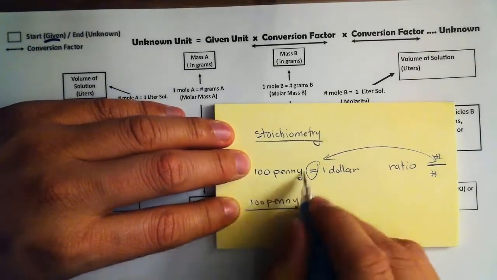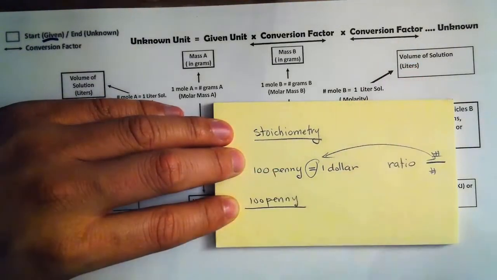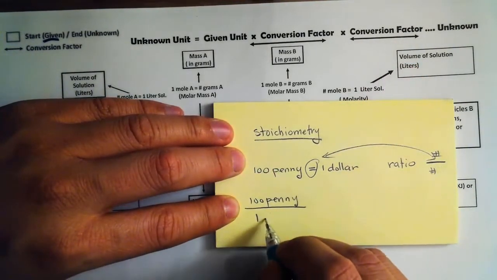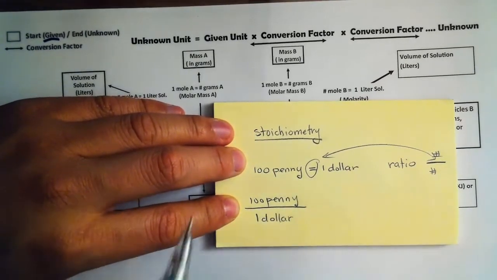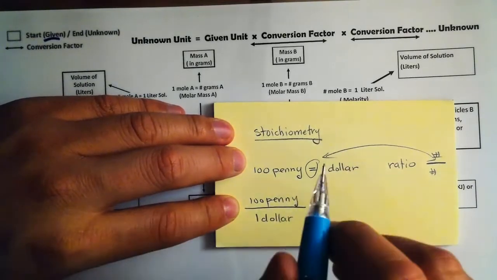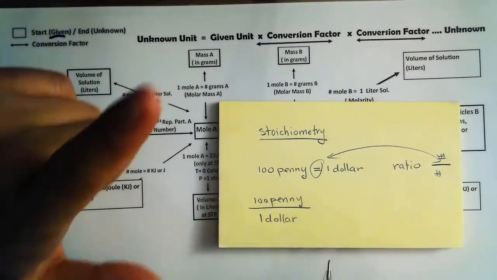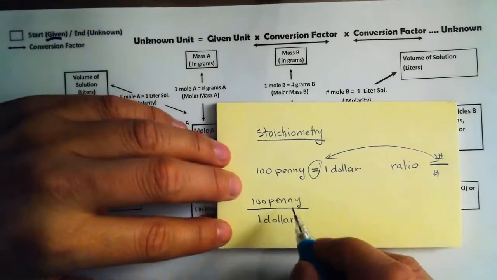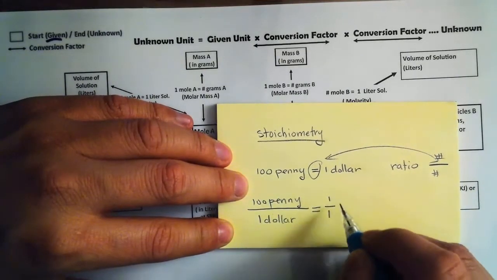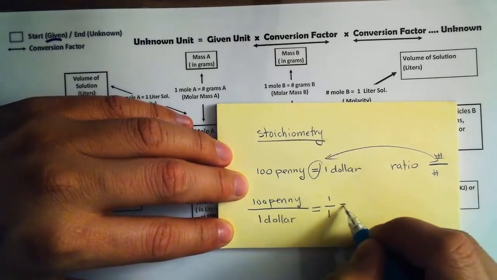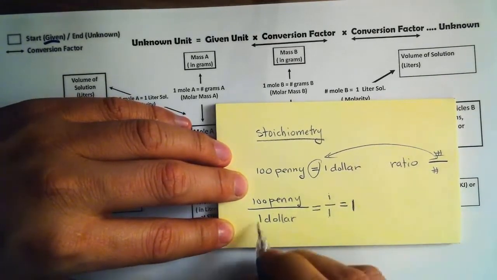If this measurement's on top, the other side must be on the bottom, because there are only two places to be, either top or bottom. So we have $1 on the bottom. Now remember, a conversion factor is an equivalence. That means they are equal in terms of value. If I say this is equal to 1 and this is equal to 1, don't they cancel out to equal 1? Because they are equal in value, this can be simplified as 1.